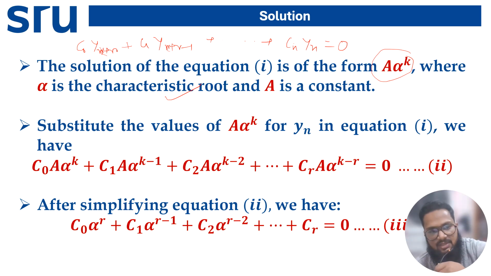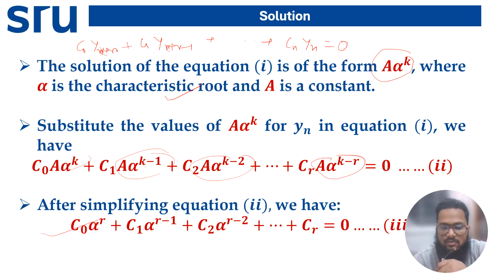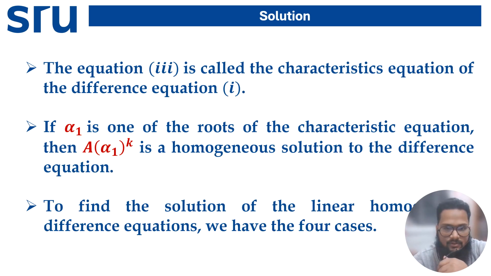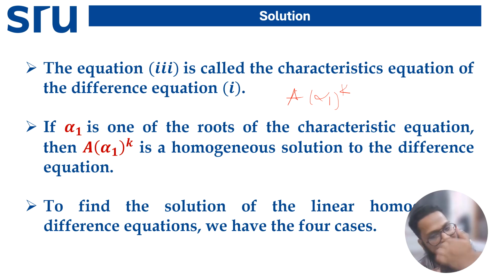If we substitute this solution in that form, all the powers get replaced, each will be 1 less. After simplifying we get this, so this is the solution form. This is called the characteristic equation. If we find the roots of this characteristic equation of the recurrence relation, suppose alpha 1 is one root, then one homogeneous solution will be A alpha 1 to the power k. Clear? So this is the kind of solution form we have in a linear homogeneous recurrence relation.